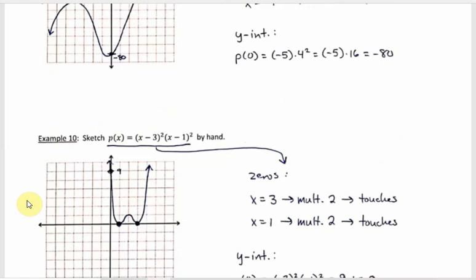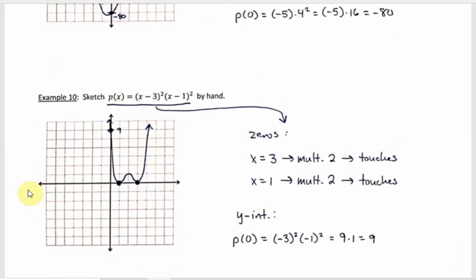Then number 10, similar sort of idea, except with number 10, they both have even multiplicity, both roots. So that means that we're staying on one side the whole time. So our zeros, 3 for the x minus 3 quantity squared, 1 for the x minus 1 quantity squared. Both of them have multiplicity 2. So in both cases, the graph's going to touch the axis but not cross it.